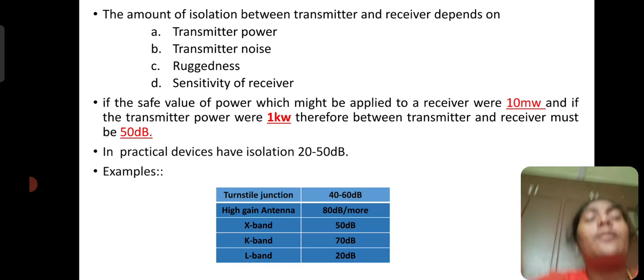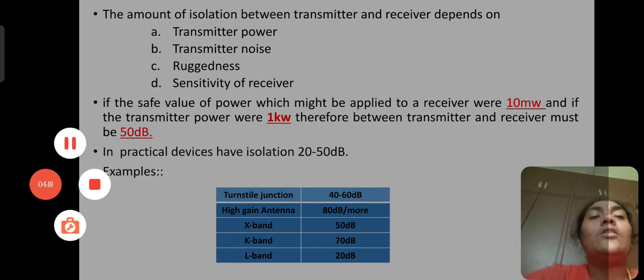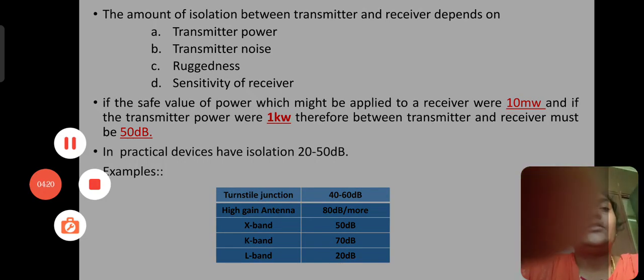So this is about the isolation and the non-zero IF amplifier.